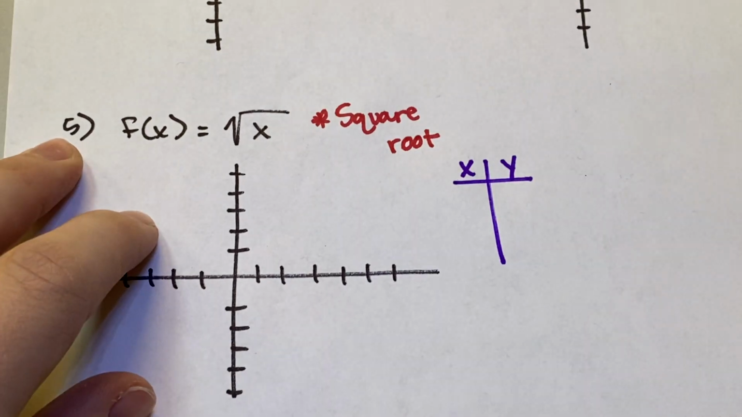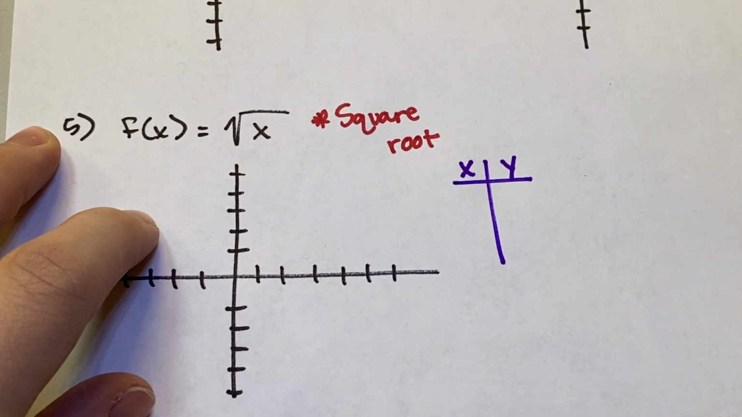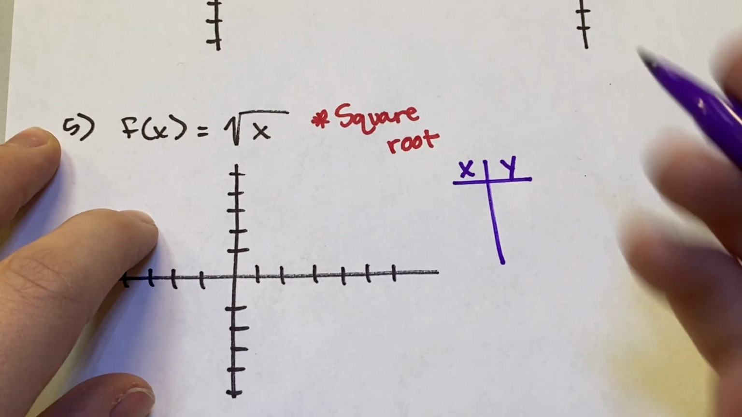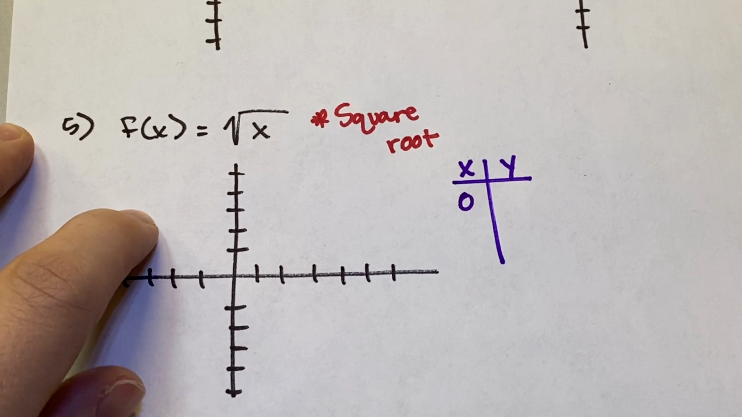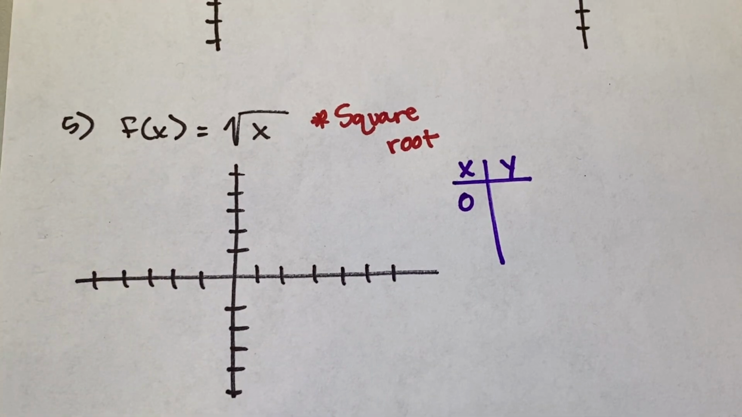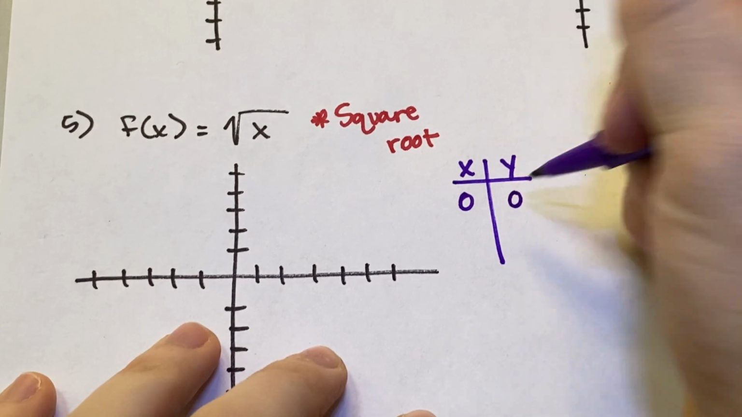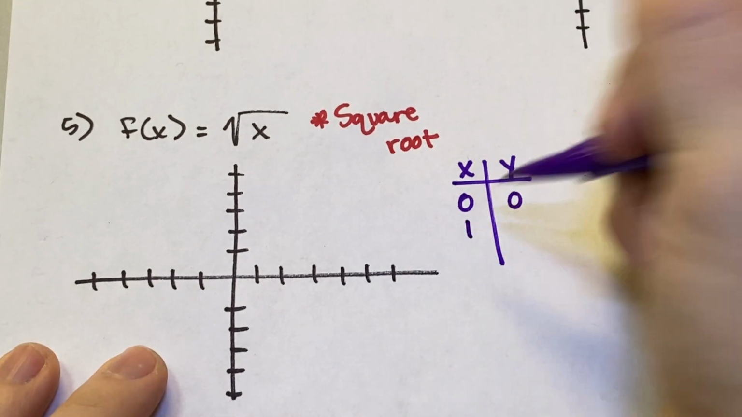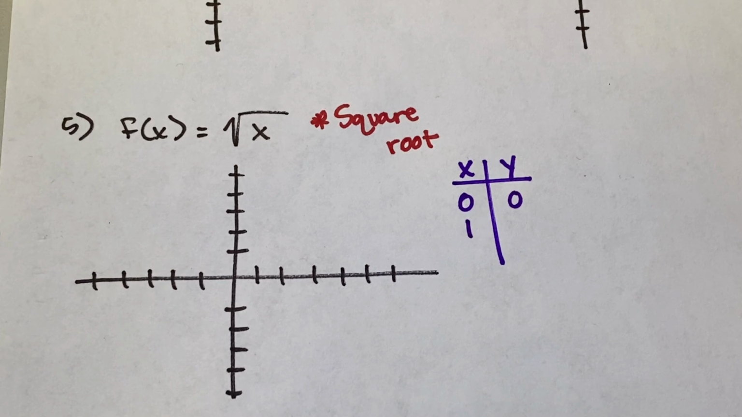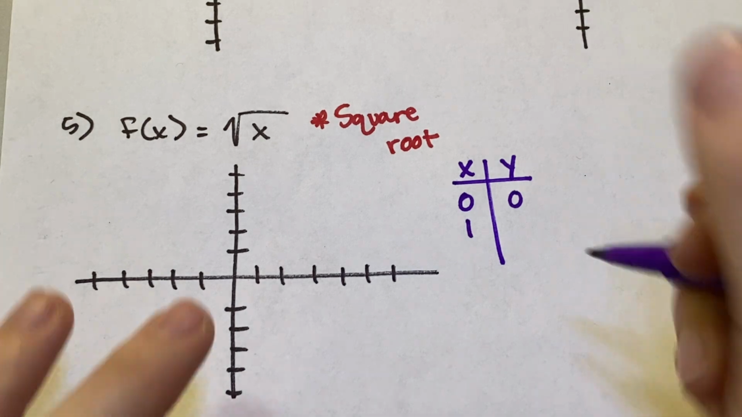I'm going to make it easier on myself and choose positive perfect square numbers. 0 is a perfect square number. We can square root 0 because what times itself gives us 0? Don't overthink it. 0. The square root of 0 is 0. My next perfect square number is 1. What is the square root of 1? Or what times itself gives us 1? 1.